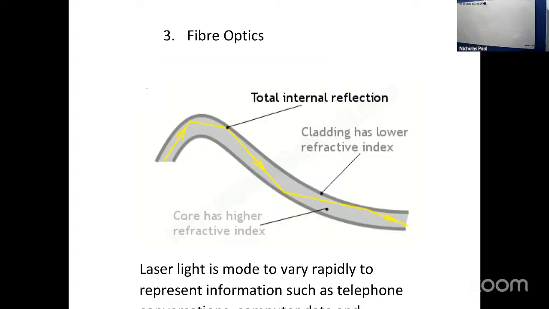And the reason for that is that the core has a high refractive index, higher than the cladding. So technically, one area could come up.